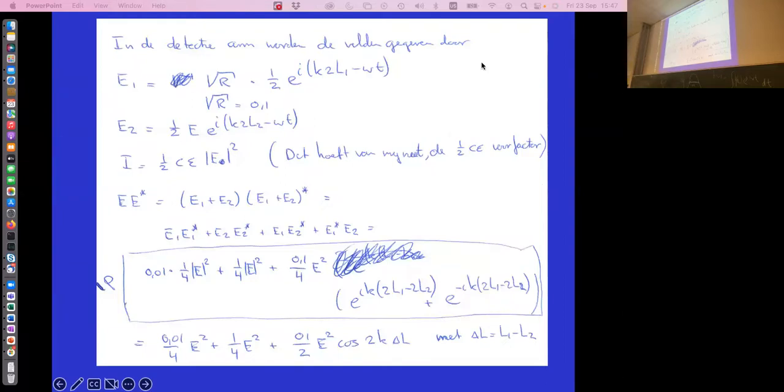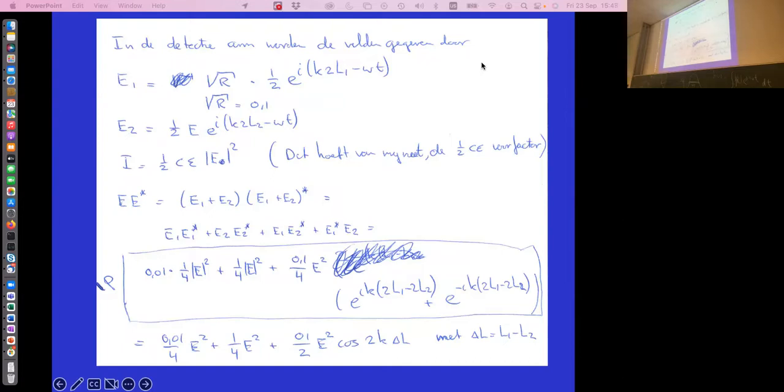We have to calculate the interference of this E with its complex conjugate, so E1 plus E2 times E1 plus E2 star. We write it out in these 4 terms. The first term is the sample field, 0.01 times 1/4 of the incoming intensity. The E2 times E2 star term is 1/4 of the incoming intensity that falls onto it. Then the interference term is 0.1 divided by 4 times E squared times the first term plus the second term, and you can immediately recognize this as a cosine term. This gives you your cosine 2K delta L.